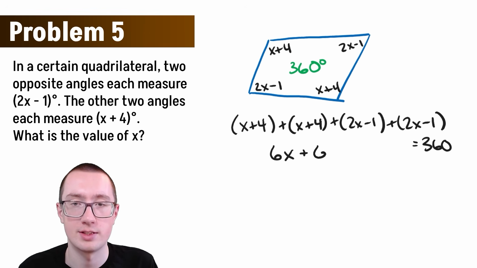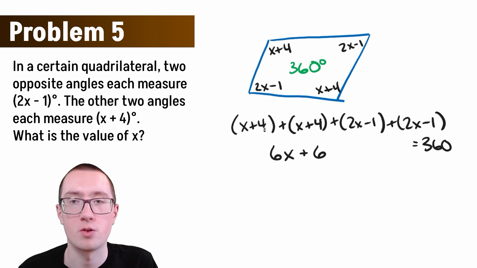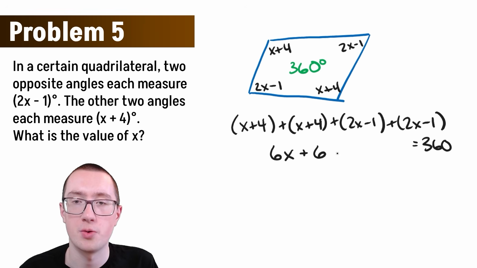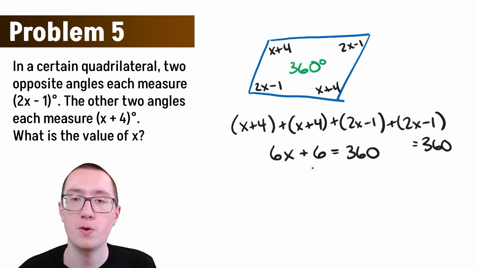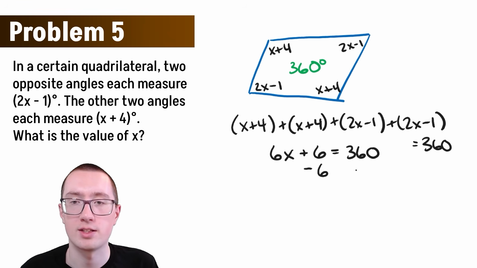So that's going to put a plus 6 at the end of this. So just like that, we've simplified all of these angles down into just 6x plus 6. And we know that this has to equal 360. So now we just need to solve for x. And remember that I like to get plus and minus out first. So to get rid of the plus 6, let's do the opposite of plus, which is minus, and subtract 6 from both sides. So these cancel out.